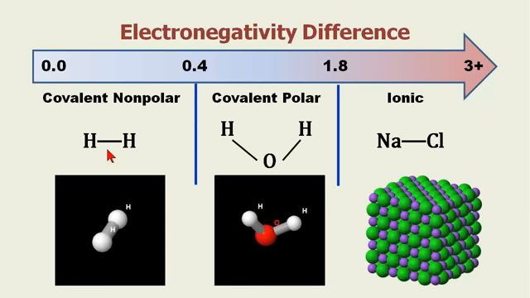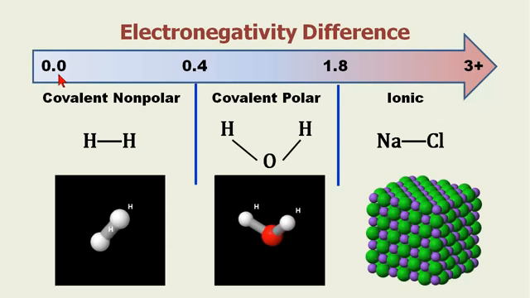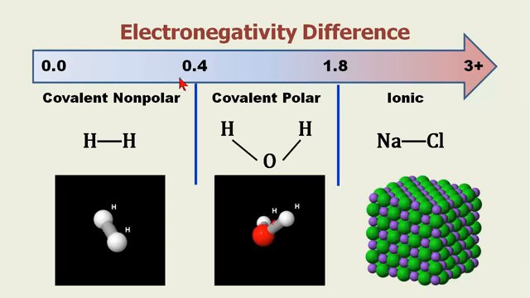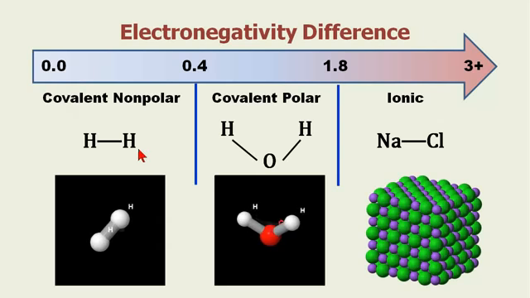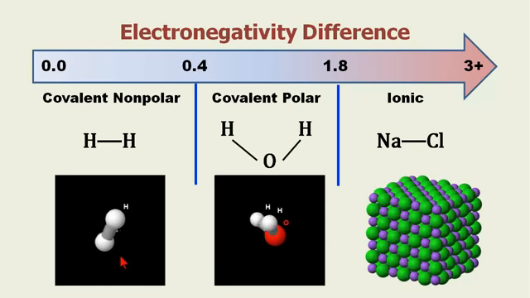Here's our first example. We talked about hydrogen. We know that since they're the same elements, their electronegativity difference is zero. This is a scale which is kind of a little bit sliding, it's not absolute. We just know in general that the covalent non-polar compounds have values of electronegativity difference between 0 and 0.4. An example would be the diatomic molecule hydrogen.